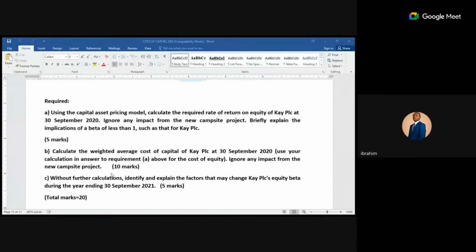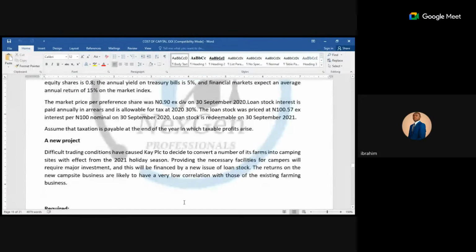Without further calculations, identify and explain the factors that may change KPLC equity beta during the year ending 30th September 2021. What are the factors that could change the equity beta? 5 marks. Now, we start.